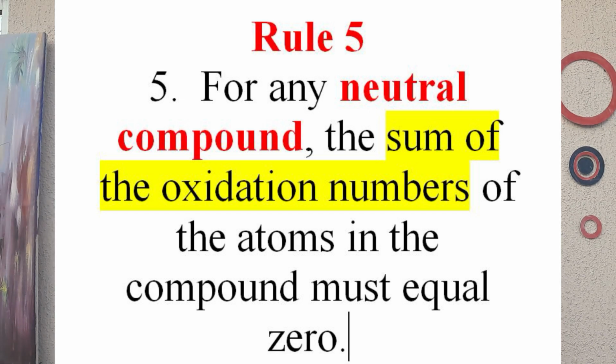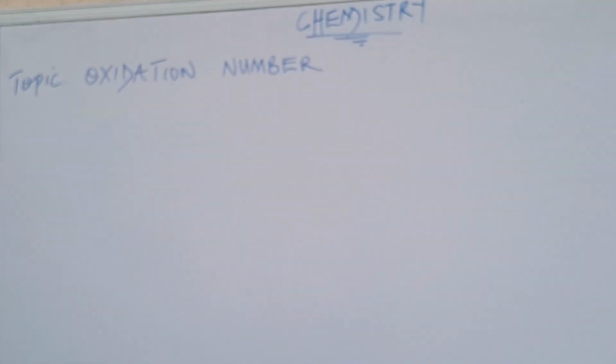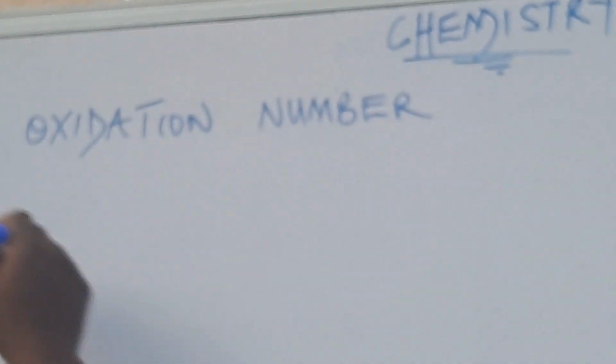Number six, this is the last rule. For a radical, the sum of the oxidation numbers must equal the ionic charge on the ion, like CO3 2- equals -2, NO3- equals -1, and SO3 2- equals -2. Now, let's determine the oxidation number. Let's look at example 1.